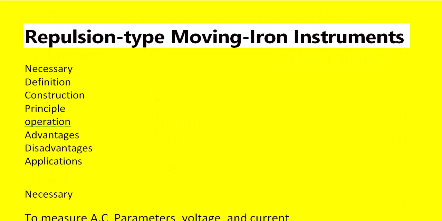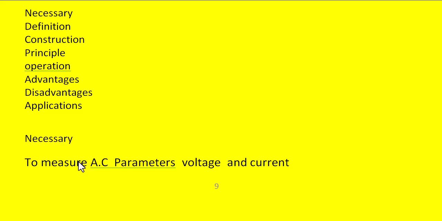Hello friends, today I will discuss the repulsion type moving iron instrument. In this, the points that I discuss are necessity of this, definition, construction, principle, operation, advantages, disadvantages, and its applications.